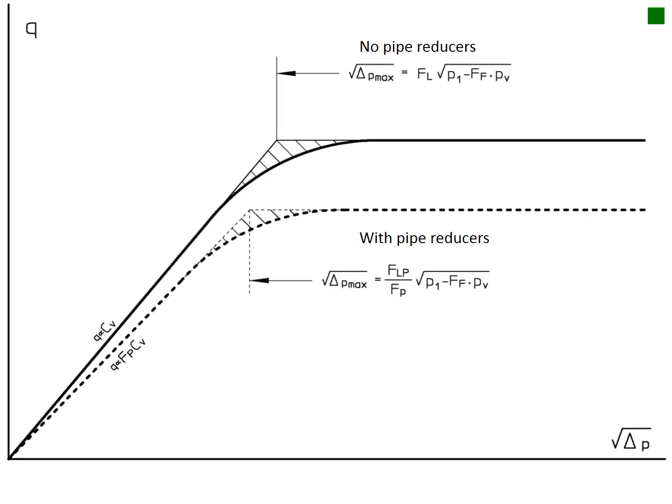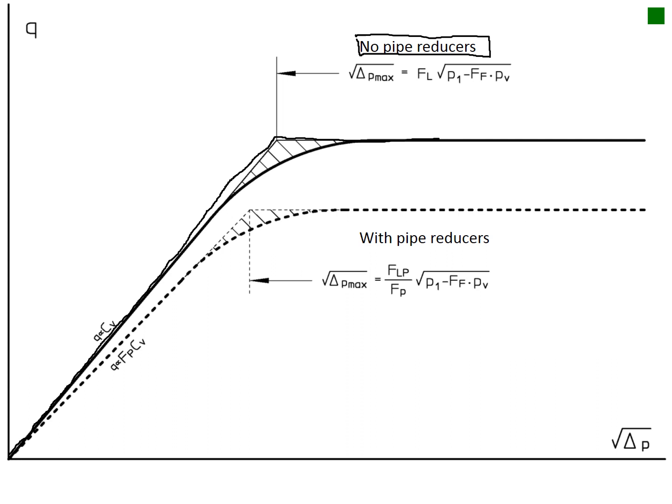Here we're going to look at the flow rate going through the valve as a function of pressure drop across the valve. If we have a situation where there are no pipe reducers, that means the valve body size is the same as our pipe size, we'll see that our fluid flows through the valve at increasing pressure drop. It's going to reach a point where flashing or cavitation occurs, and at that point the flow rate doesn't change with pressure drop across the valve.